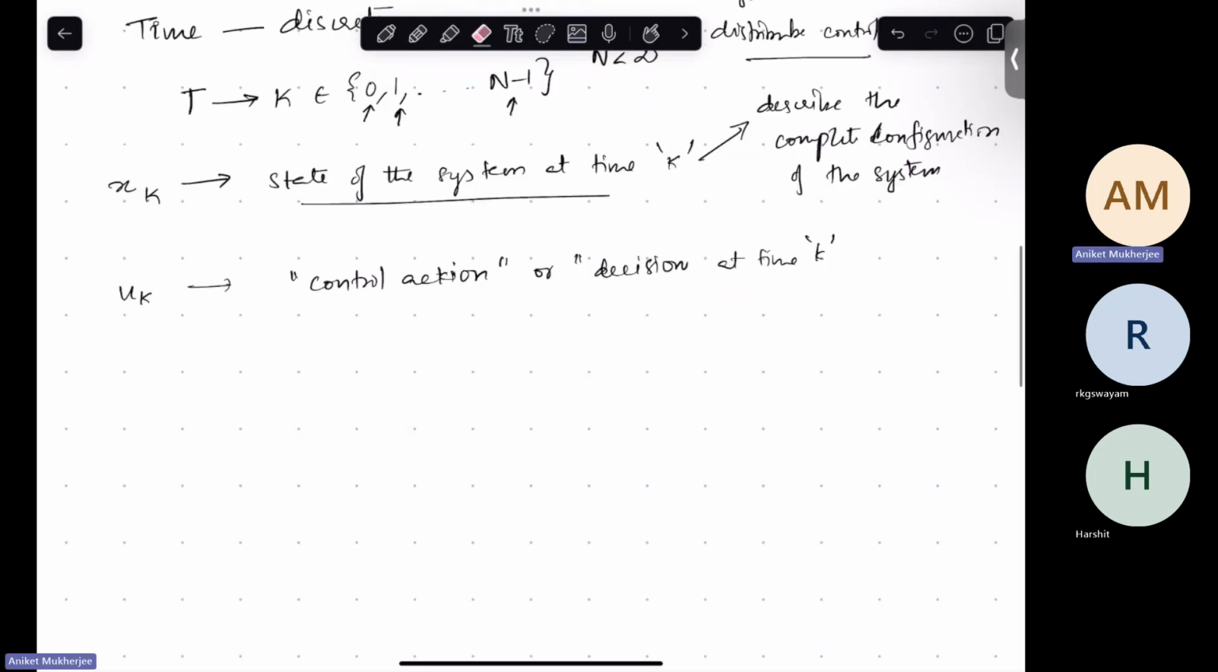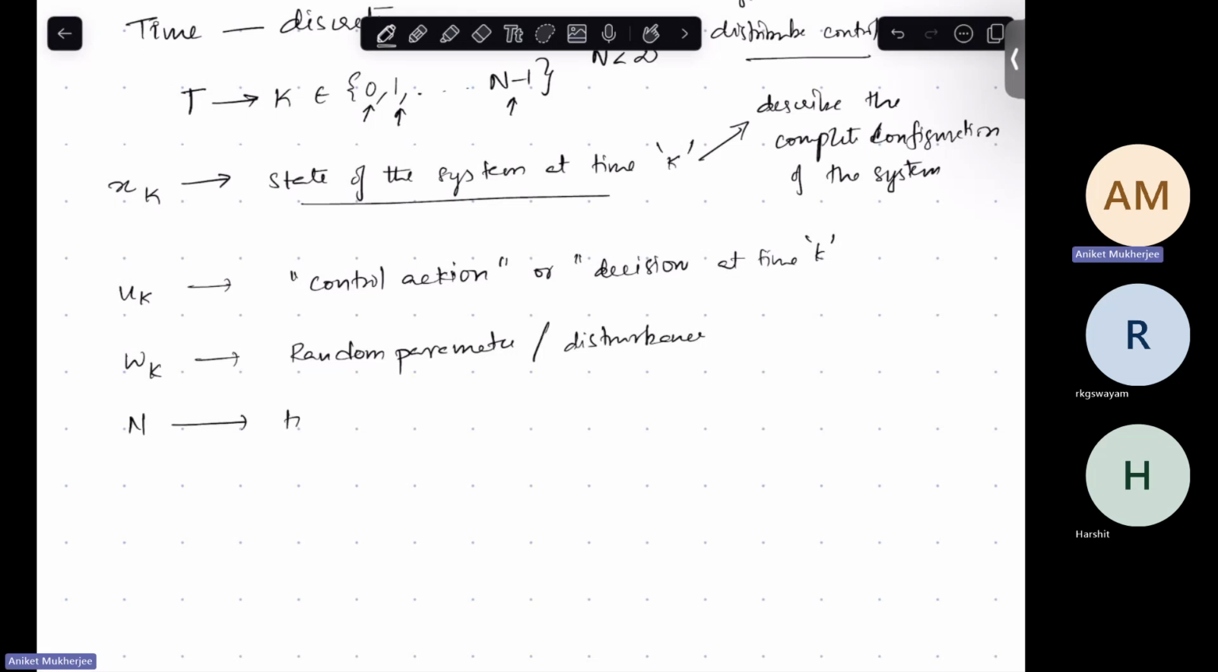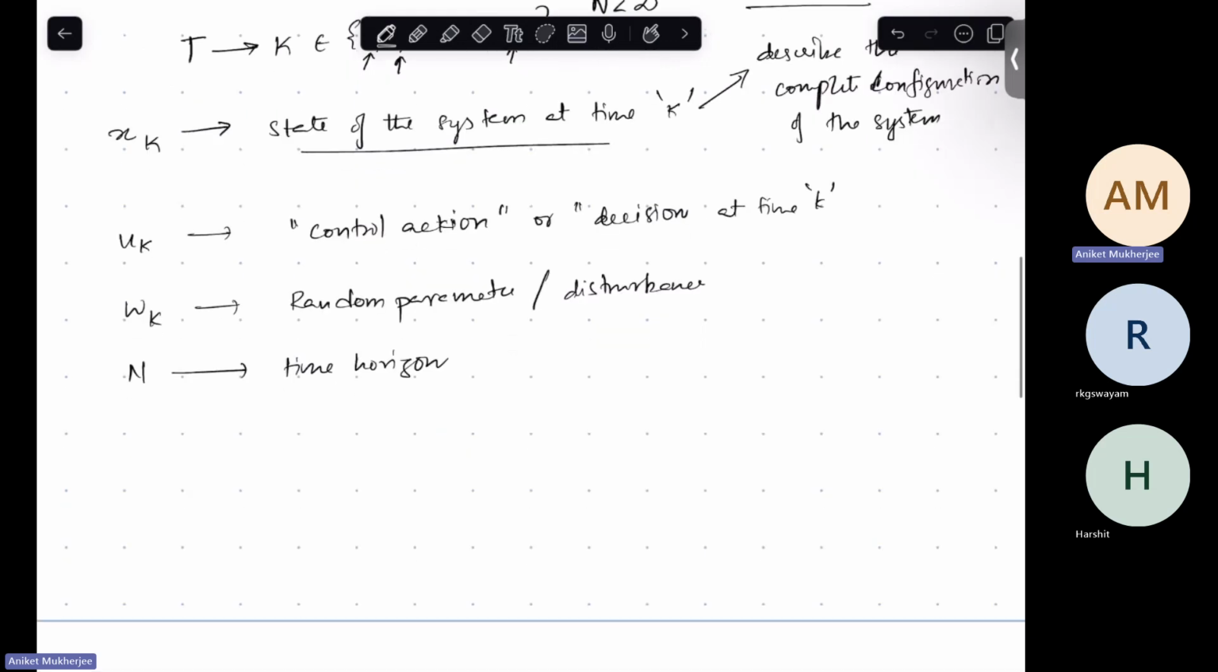And wk is your random parameter or a disturbance in the system or whatever. It varies as you model your system. But basically wk is the randomness in the system which you don't know but you know some statistics about it. N is your time horizon. And for now, we'll keep time horizon finite. You could have problems where your time horizon is infinite. But for the first initial classes, we'll have time horizon to be finite.